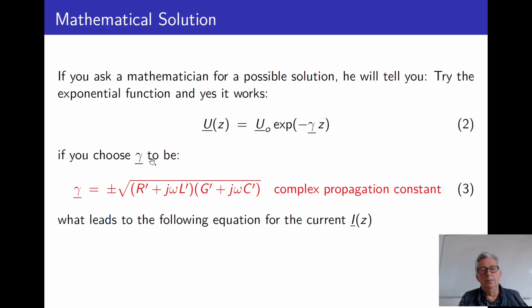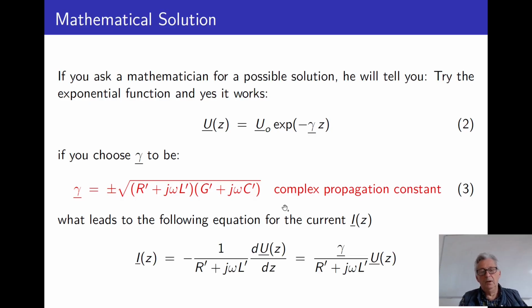And if we choose gamma to be equal to this value, then this equation will solve the differential equation, and this constant is called complex propagation constant. And for the current, we will get this equation, so I of z is proportional to the derivation of u of z, and if you calculate the whole equation, then you end up in this equation, which we will consider later in more detail.